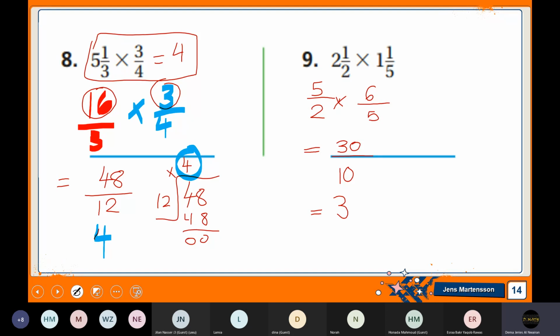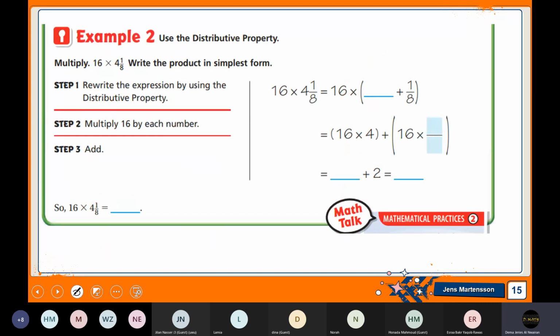Now, example number 2. This way, I want you to know it, okay? How can we multiply a whole number by a mixed fraction by the distributive way? I just want you to understand it. I will not ask you to solve it this way in the exam. You have two ways to find the multiplication, and you can use any way you want. Here I just want you to understand how it works. Look at me.